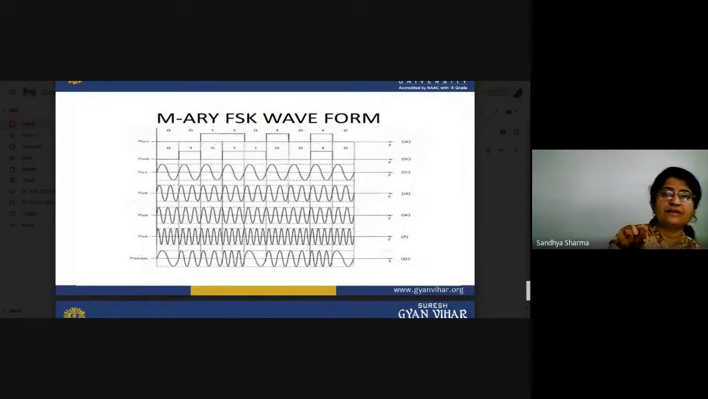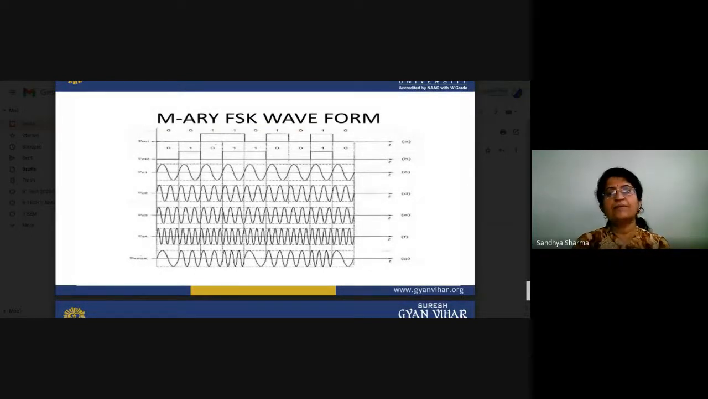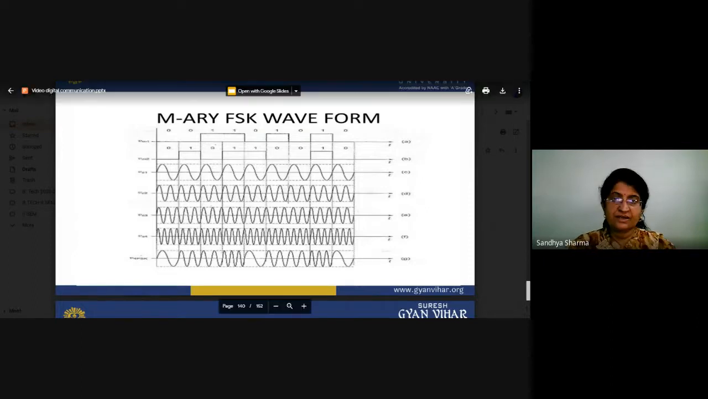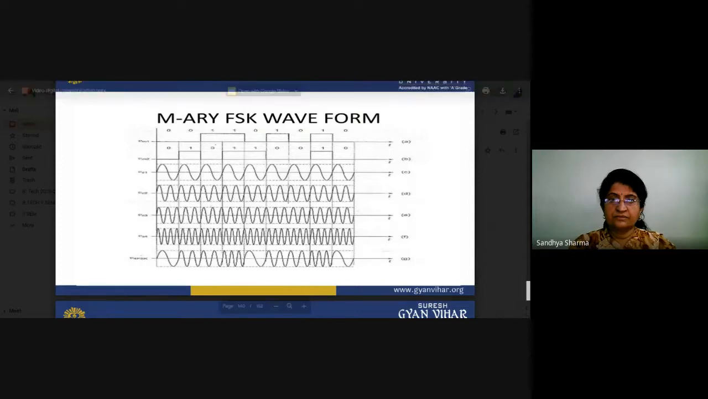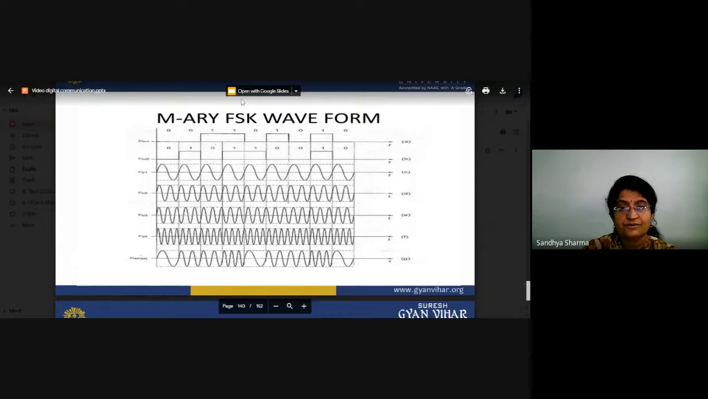Now we will move to the M-array FSK waveforms. You can see here there are so many frequencies, and you can switch to different symbols, in which it is working, and different frequencies we can opt for. You can see 0 to 5, 0 to 3, 0 to 7. So according to that, we have 0 to M minus 1 frequencies for representing this type of M-array FSK system. And these are the different frequencies which are used for transmission.